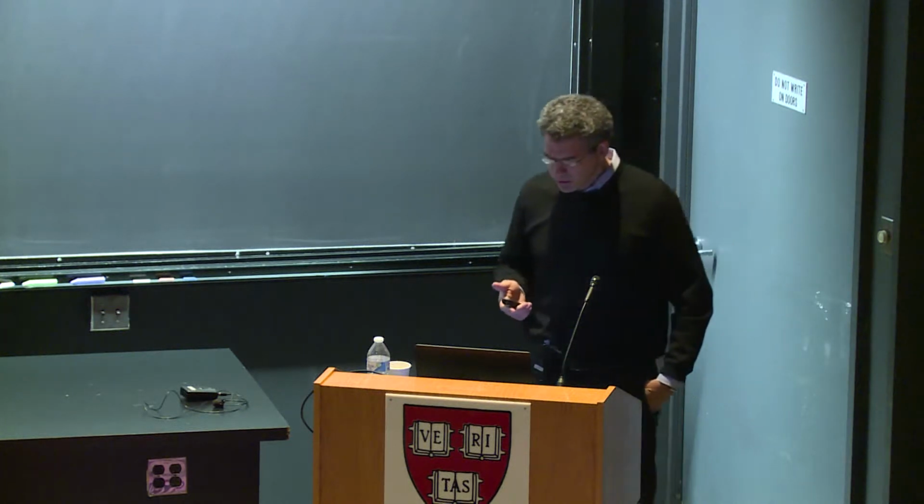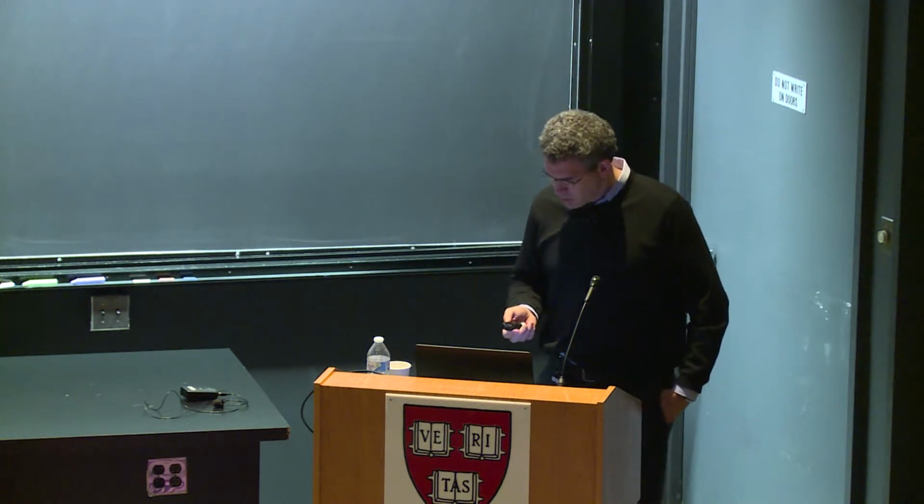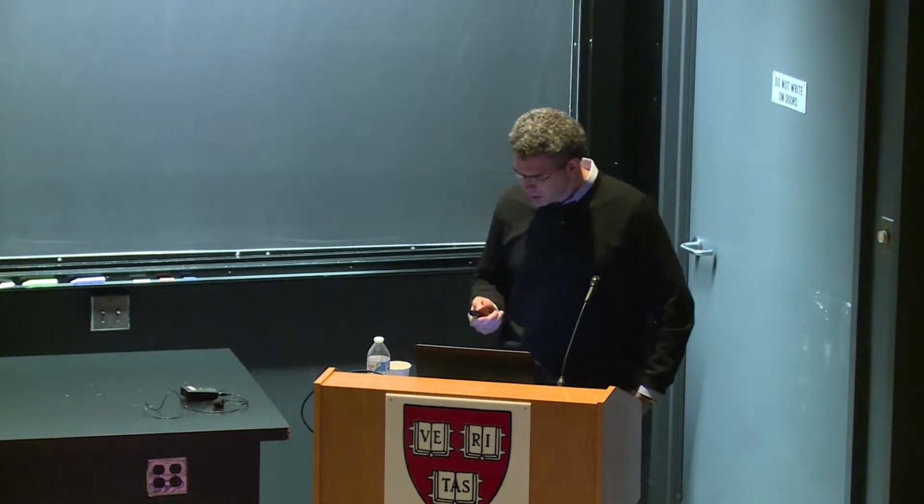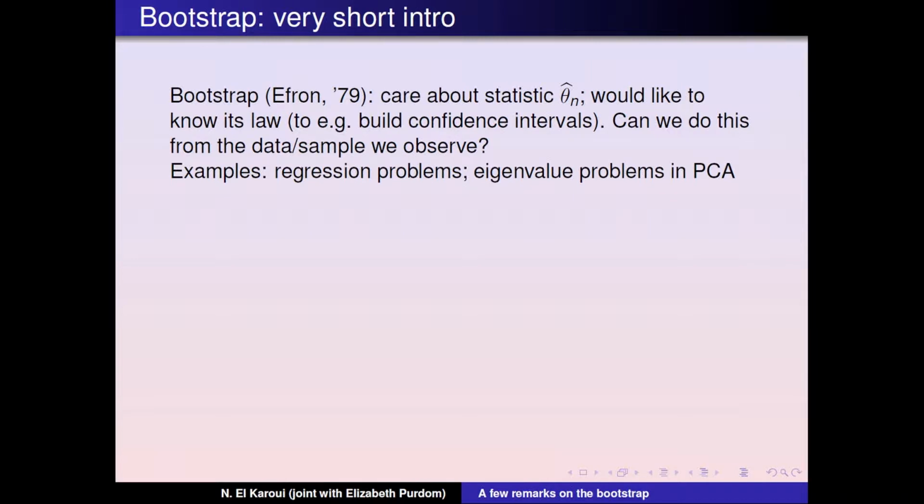The Bootstrap is an old method now that dates back to essentially 1979. It's an idea of Efron. You care about a statistic theta hat n, and essentially you want to know its sampling distribution, or its law, to build confidence intervals or do accuracy assessment. So the question is, can you do this? You can either do this with theory or from data.